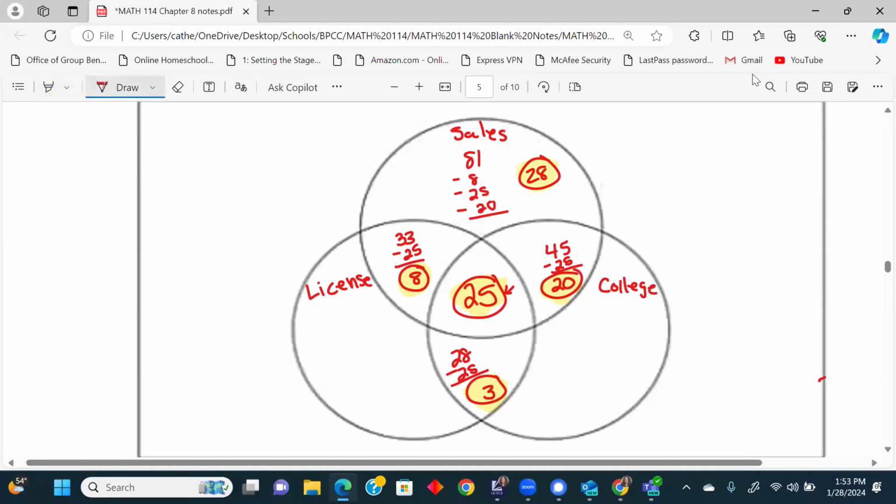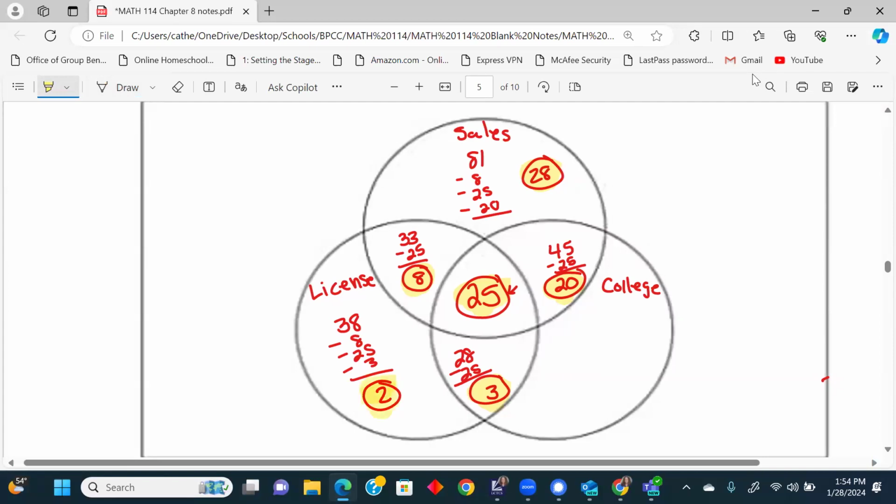All right, the ones that had a license, real estate license was 38. So we're just looking inside the license circle. Okay, so 8, 25, and 3 is what we need to subtract. We need to subtract out those overlaps. It gives me 2. And again, I'm going to highlight that.